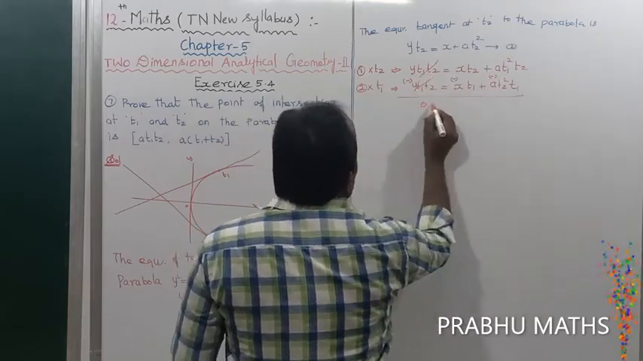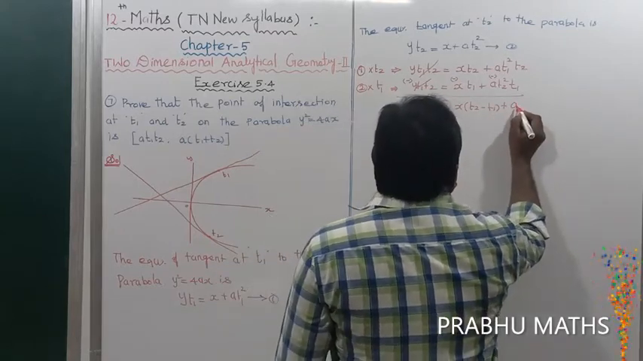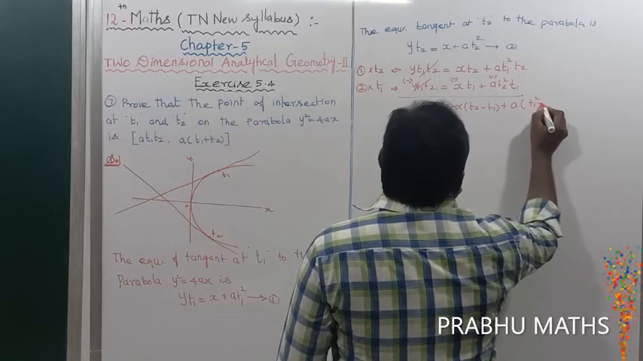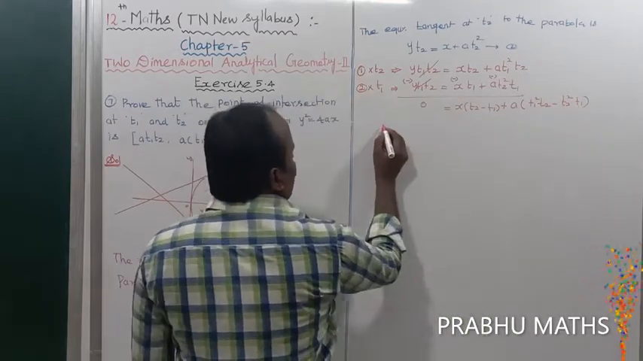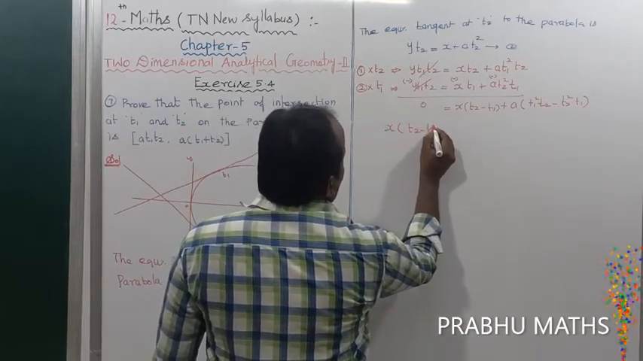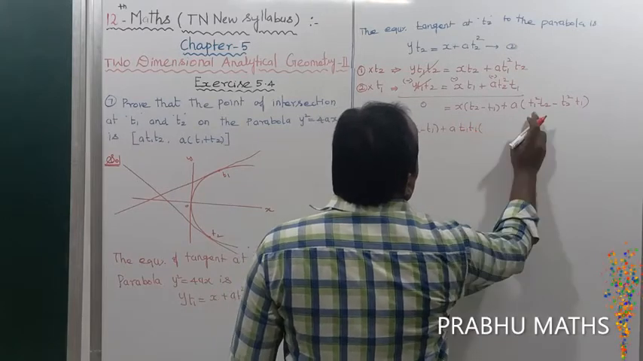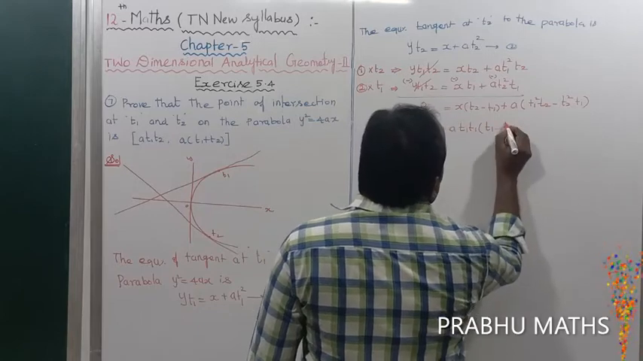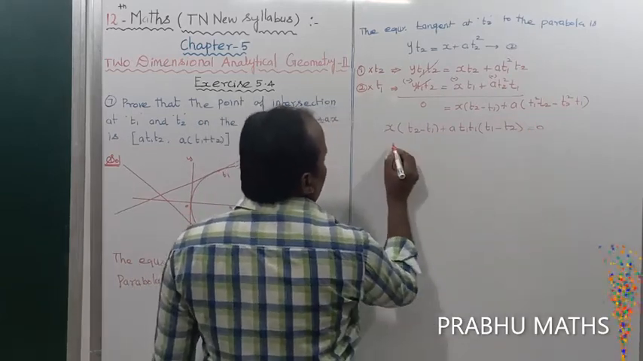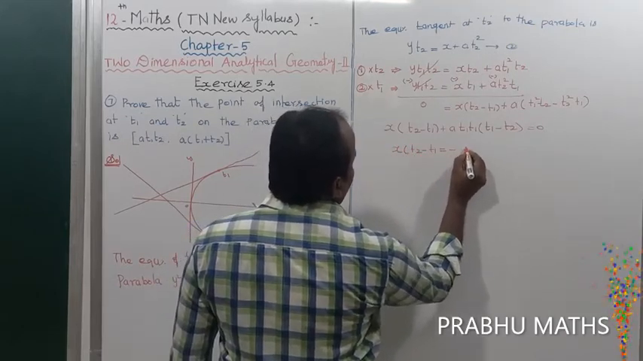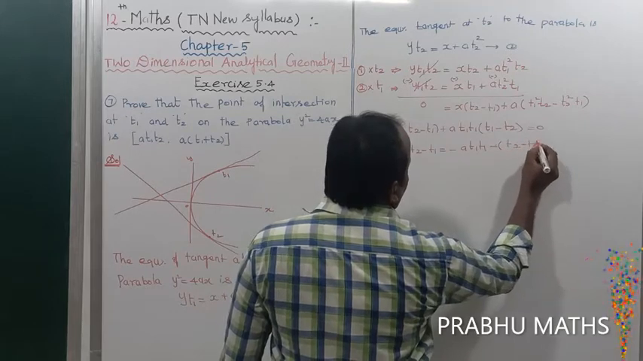So 0 = x(t2 − t1) + a(t1² t2 − t2² t1). To find the x value, take the common factor t1 t2 in the second term: x(t2 − t1) + a t1 t2 (t1 − t2) = 0. Moving this to the right side, x(t2 − t1) = −a t1 t2 (t1 − t2), which is a t1 t2 (t2 − t1).